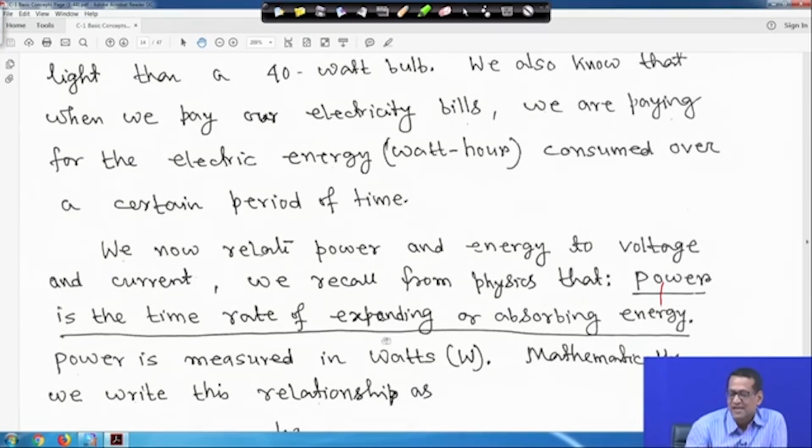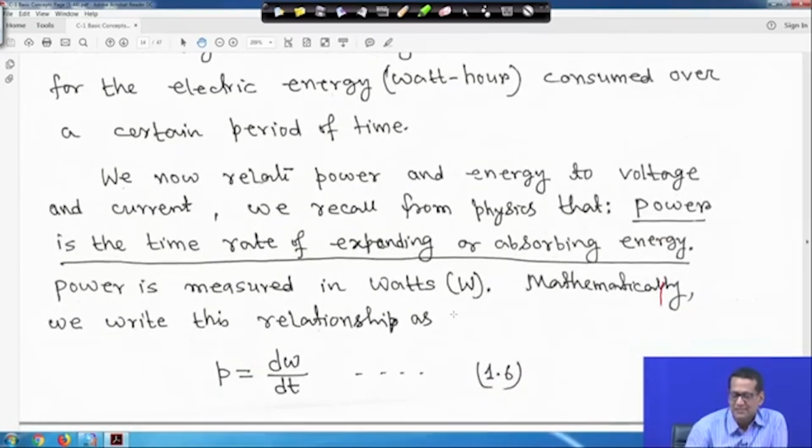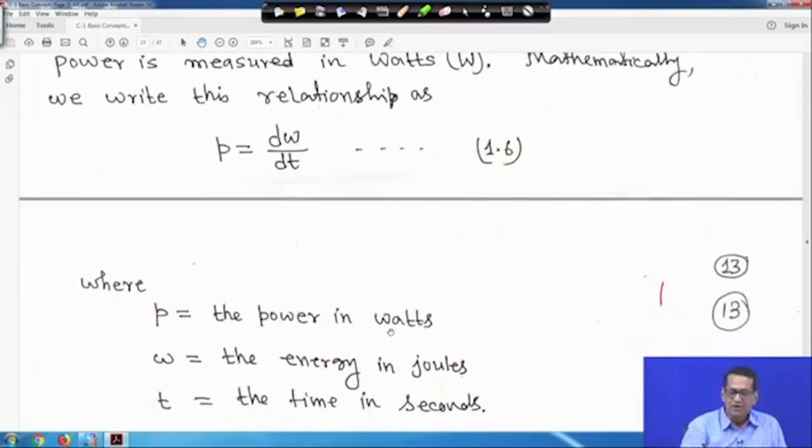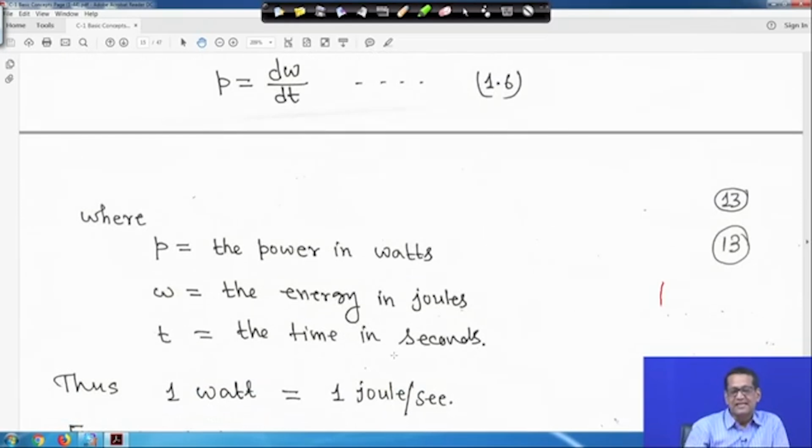So, power is the time rate of expending or absorbing energy. Power is measured in watts. Mathematically, P is equal to dW by dt, that is, the time rate of expending or absorbing energy, where P is the power in watts, W is the energy in joules, and t is the time in seconds.